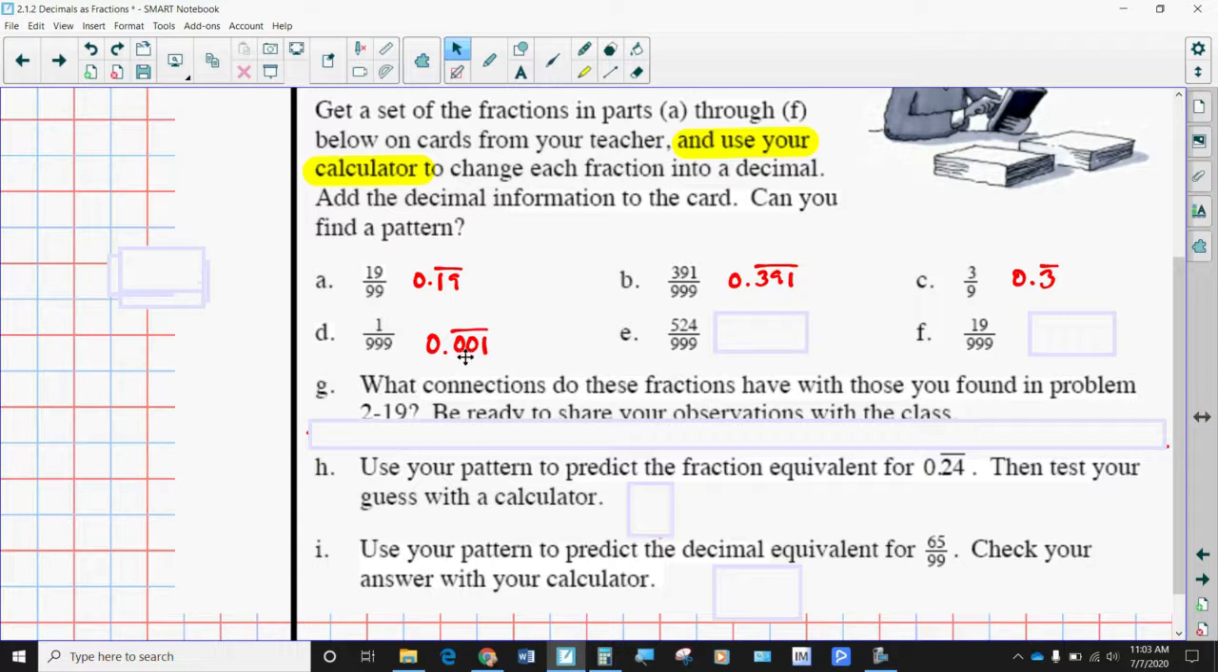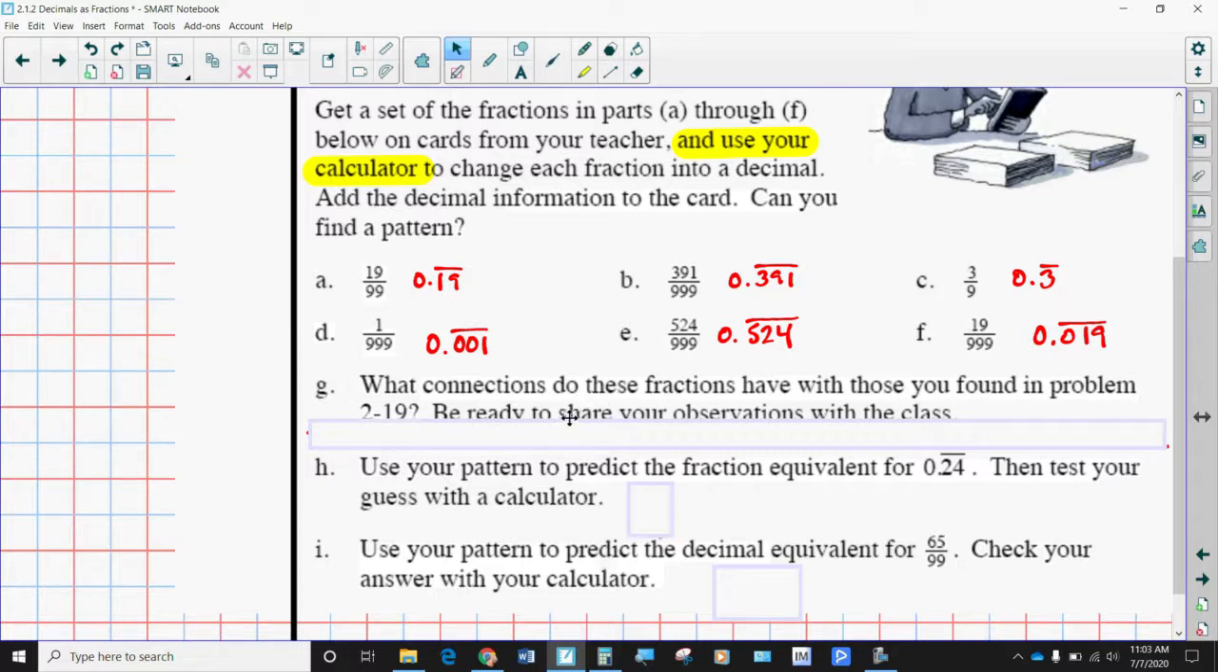So that's 0.001 001 001. There's only 1 digit in the numerator, so you need 0 placeholders to get your 3 digits in here. Here you got 524. That's pretty straightforward. It's going to be 0.524 repeated. And this is kind of similar to problem D, whereas you got 3 digits repeating, but only 2 digits in the numerator. So you're going to need a 0 placeholder there. So you might see the patterns, but still it's a good idea to check and make sure that that's what you're getting with your calculator.